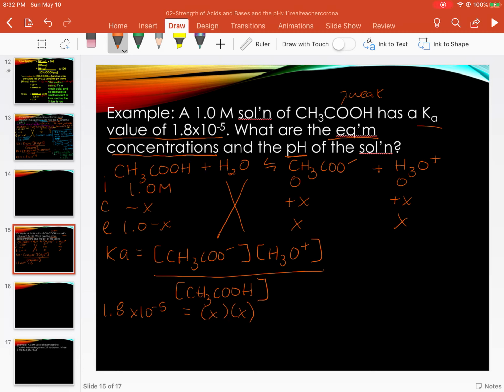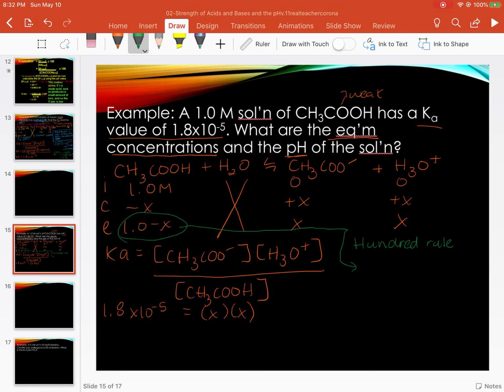And we have 2 of the same, which makes x squared on top, which means that in order to solve here, we would have to use the quadratic formula. Now, that's fine, you can do that, or we can use the 100 rule, okay? And we're going to use the 100 rule here.